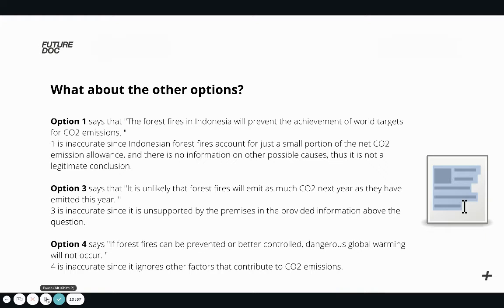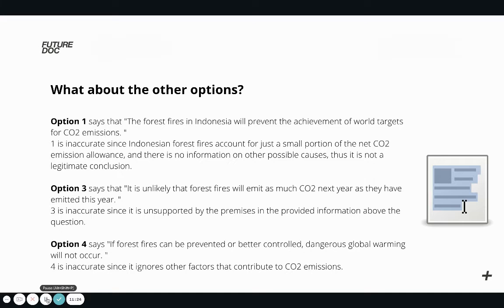So, what about the other options? Option 1 says that the forest fires in Indonesia will prevent the achievement of world targets for CO2 emissions. One is inaccurate since Indonesian forest fires account for just a small portion of the net CO2 emission allowance, and there's no information on other possible causes. Thus, it is not a legitimate conclusion.